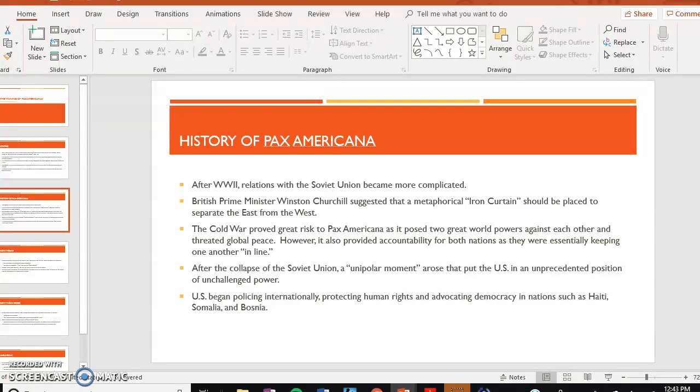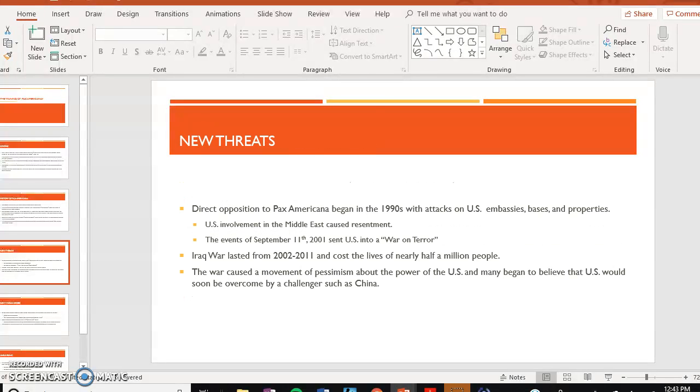Because of this power, the U.S. took on the responsibility of policing internationally, protecting human rights, advocating for democracy. Some places that they did this were Haiti, Somalia, Bosnia. So this did set some people off.